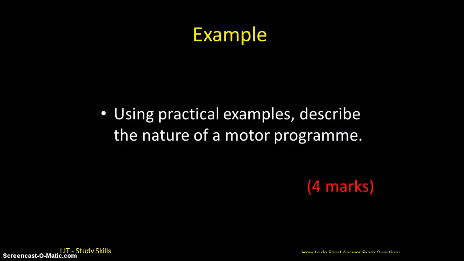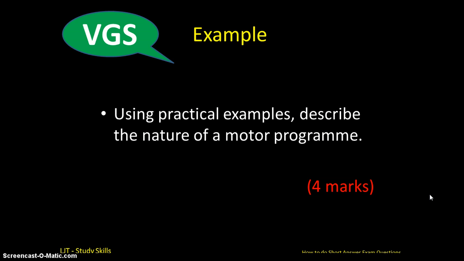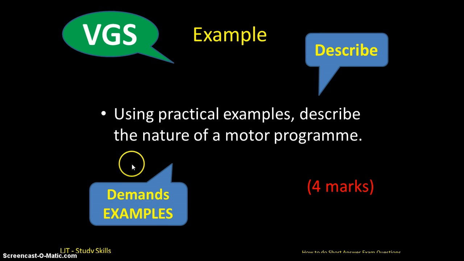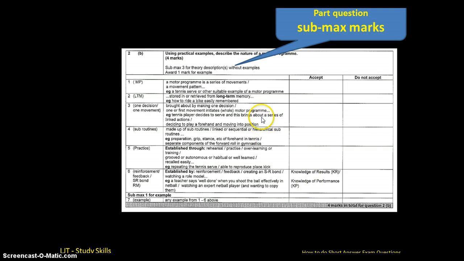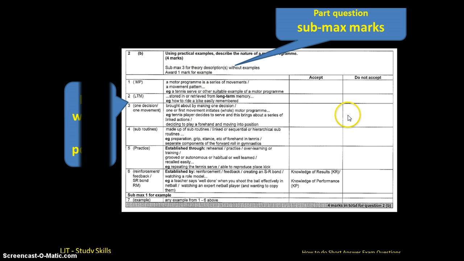So here's a final example. Using practical examples, describe the nature of a motor program for 4 marks. Remember, we'd go through our VGS process. The verb is describe, and also it has actually asked in the question for practical examples. If you don't give that, you won't get full marks. So 3 of the 4 marks are for the theory descriptions, and 1 mark for your example.